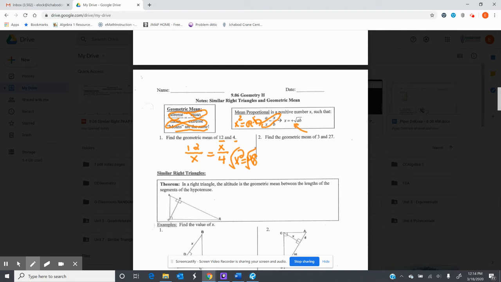16 divides evenly into 48 3 times. So we would get here x equals 4 square roots of 3. Okay. So again, that's just reducing.